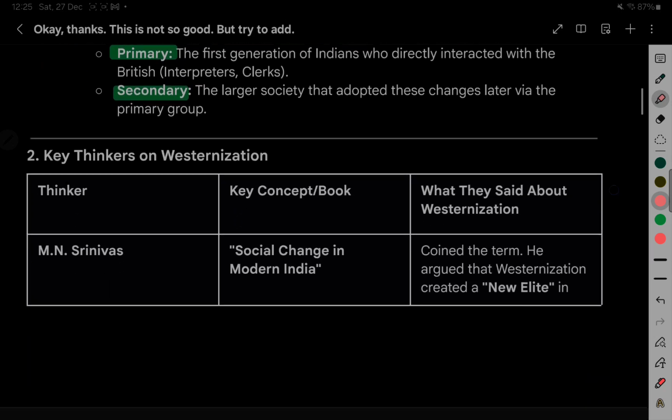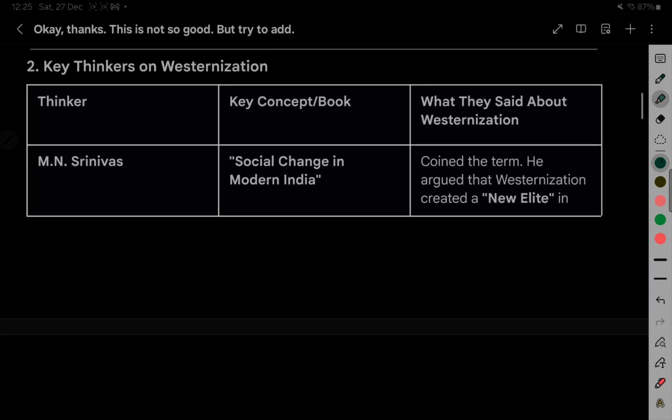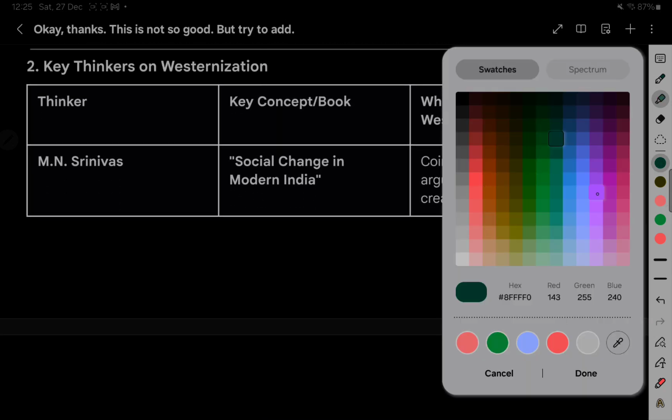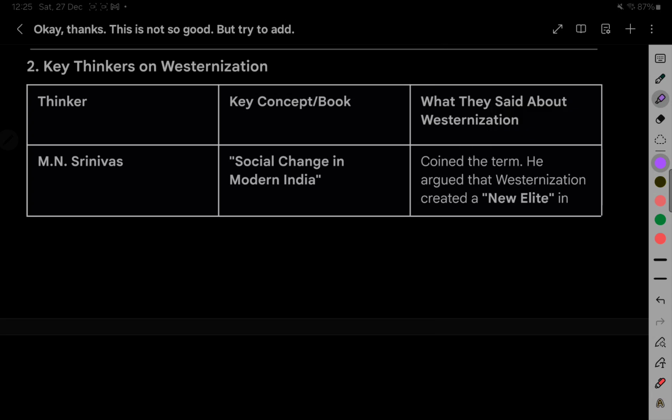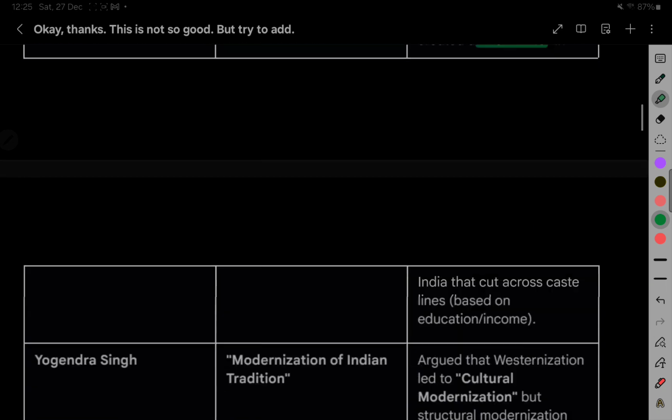2. Key thinkers on Westernization. Thinker, key concept, book, what they said about Westernization. M.N. Srinivas, Social Change in Modern India: coined the term. He argued that Westernization created a new elite in India that cut across caste lines based on education and income.